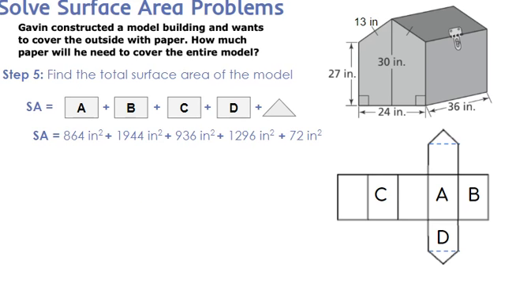My final step is to go ahead and find the sum of all of these surface areas for each one of the rectangles and the triangles. When I add up the surface area of each part, I get a total surface area of 5,112 inches, again squared because we have surface area. So Gavin would need 5,112 square inches in order to cover his entire model.